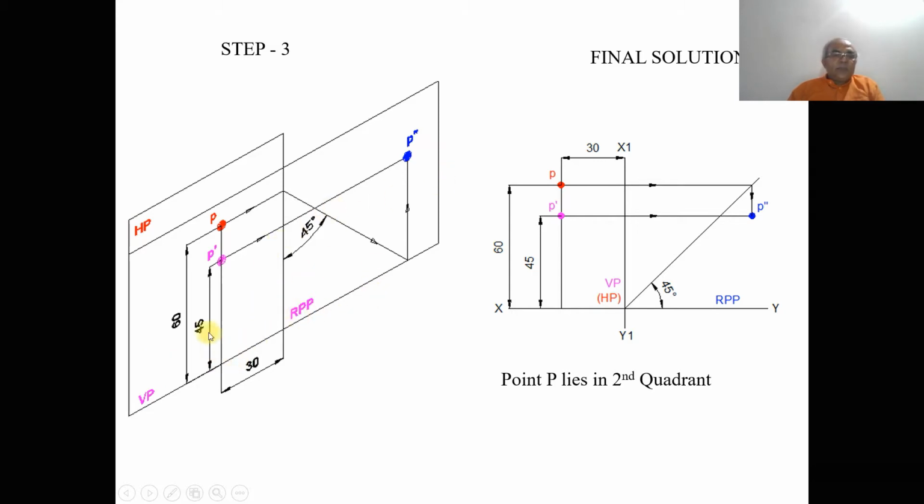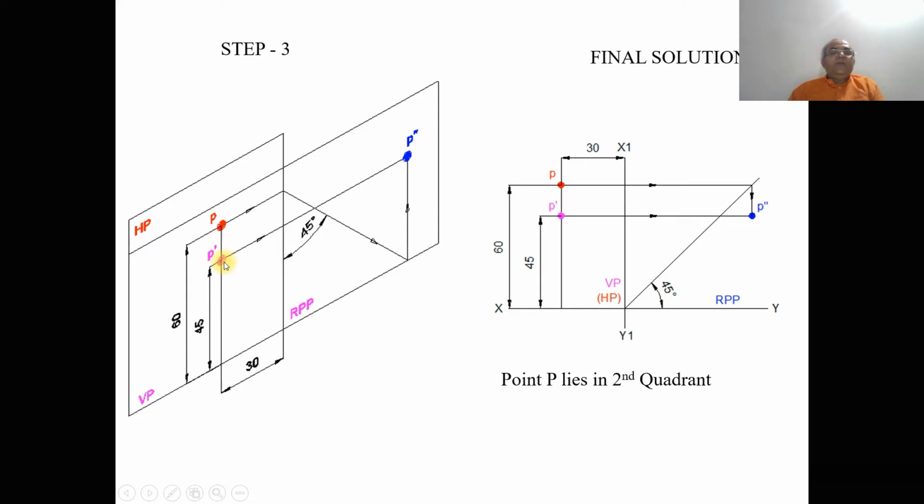And so the distance above HP, which is 45 mm, is seen in the vertical plane. Since the image is in the vertical plane, that becomes P dash. The distance behind VP, which is 60 mm, is seen in the horizontal plane. It is also above the XY line, so the small p will be on the same line. The distance with respect to the profile plane, that is 30 mm behind RPP, can be seen in both VP and HP. So from this line, you measure that 30 mm.